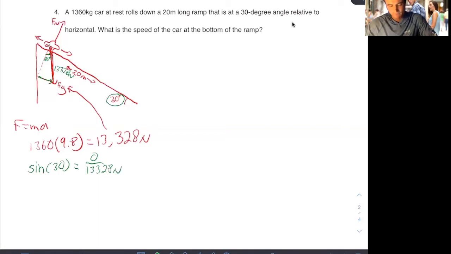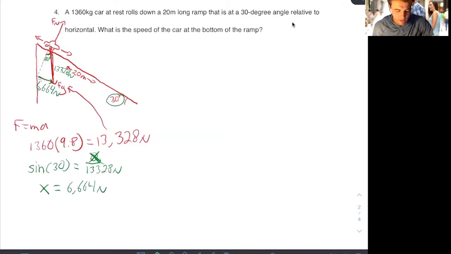13,328 newtons. Okay, so when we do the math, the opposite length, which I'm just going to change to be x to make it more clear, x is going to be 6,664 newtons. So our force in the x direction, this arrow right here, is 6,664 newtons.